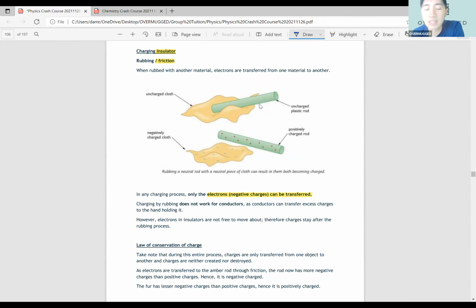So in this case, let's do a quick quiz. Did the electrons move in or out of the positive charge rod? Can you type in the chat?